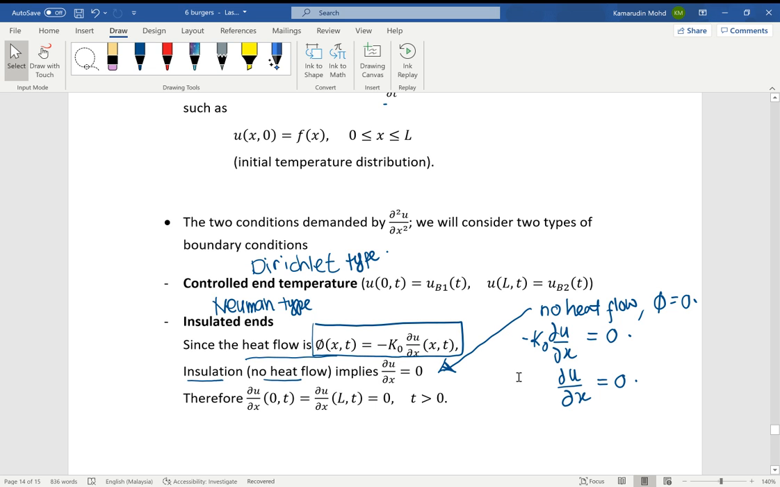So here is the explanation why we have del u del x equal to 0. When there is no heat flow, it means that phi equals 0. So taking this expression, we substitute phi equal to 0 here, so we have negative k naught del u del x equal to 0. Since k naught is constant, that's why for this case we have del u del x equal to 0. Therefore, we consider del u del x equal to 0 at both ends of the rod. For the first end, at point x equal to 0, we have the boundary condition del u del x (0,t) equal to 0. And at the second end of the rod, we have del u del x at point x equal to L, t, equal to 0.